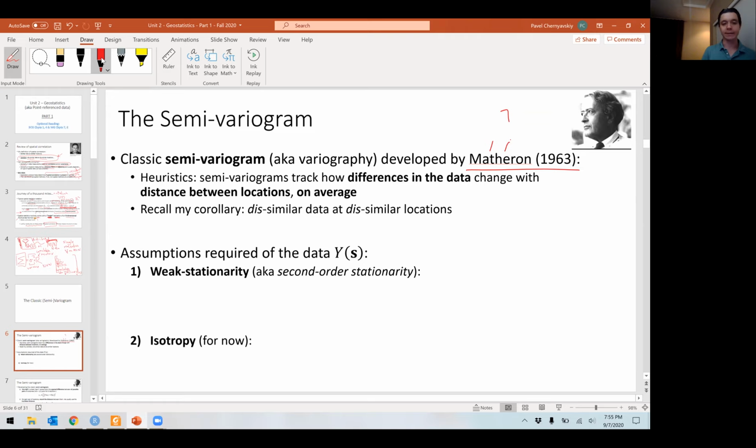Okay, enough of that. The classic semivariogram tracks how the differences in the data change as a function of distance between locations on average. So this really nicely fits with my corollary of spatial correlation: dissimilar data at dissimilar locations. We're tracking dissimilarities in the data as a function of distance between locations on average. We have to make some assumptions.